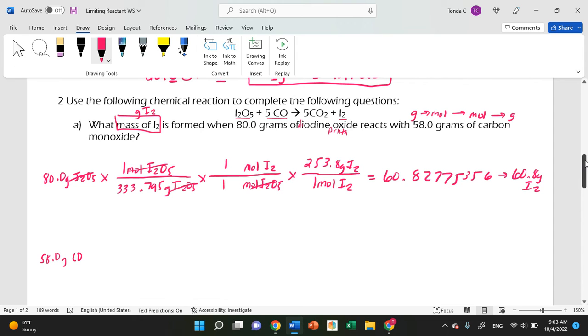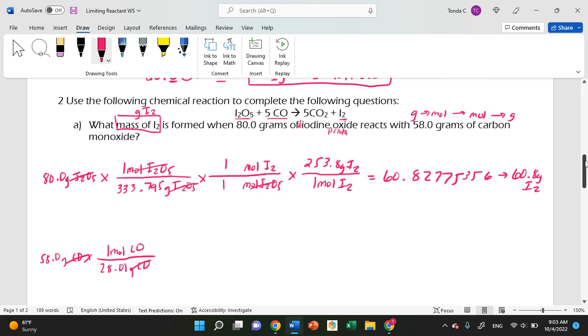Down below, we're going to follow the same steps. Grams to moles, moles to moles, moles to grams. So first, molar mass. So 1 mole for molar mass always. And then this one's 28.01 grams of CO. This 28.01 is carbon's number, 12.011, plus oxygen's number, 15.999.